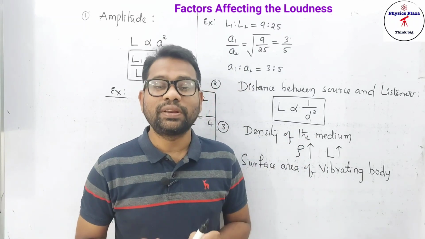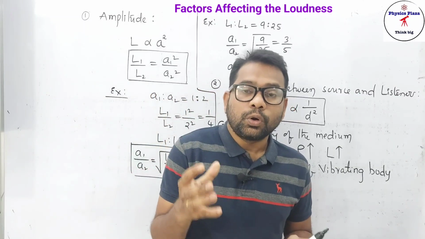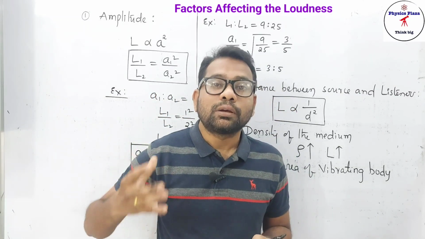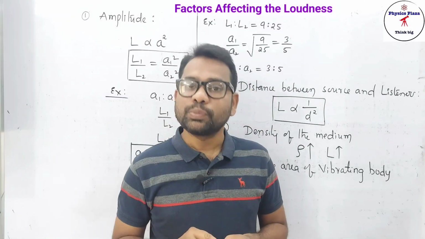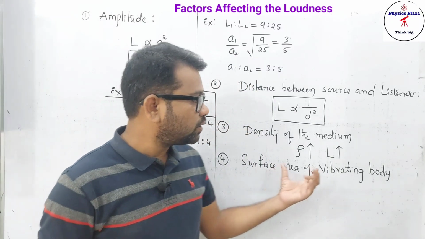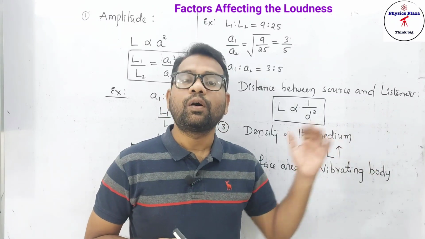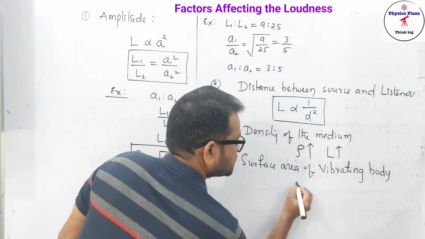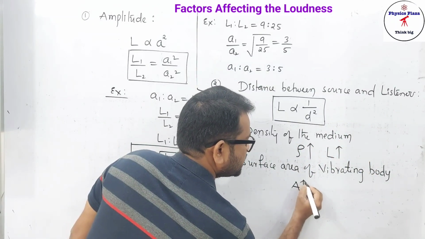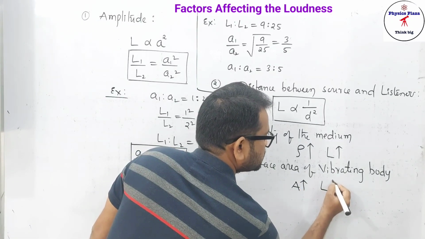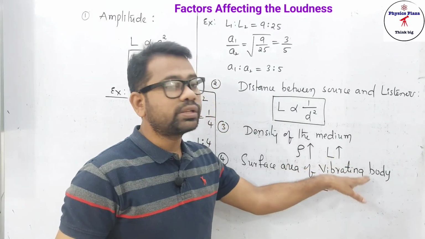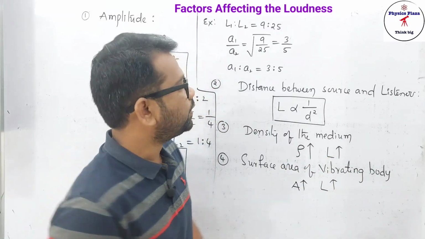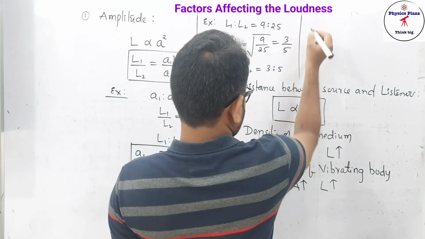Obviously it's very clear that the drum whose membrane has more surface area will produce more loudness, which means what? If the surface area of the vibrating body increases, then the loudness of sound also increases. If the surface area of the vibrating body decreases, loudness also decreases. Clear? Fine.